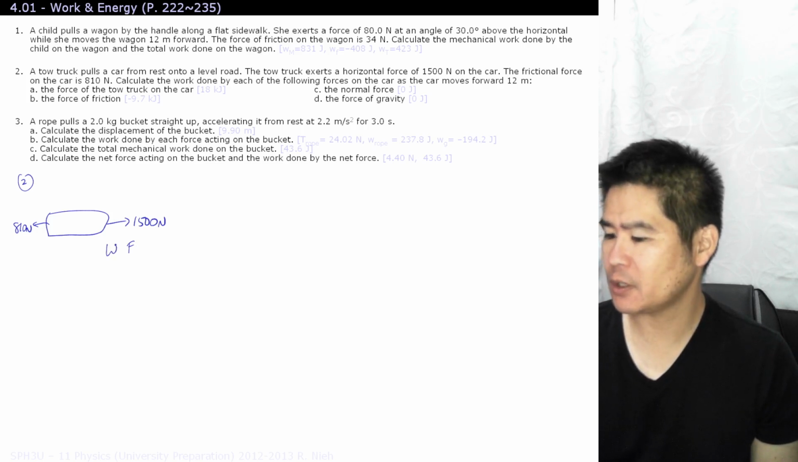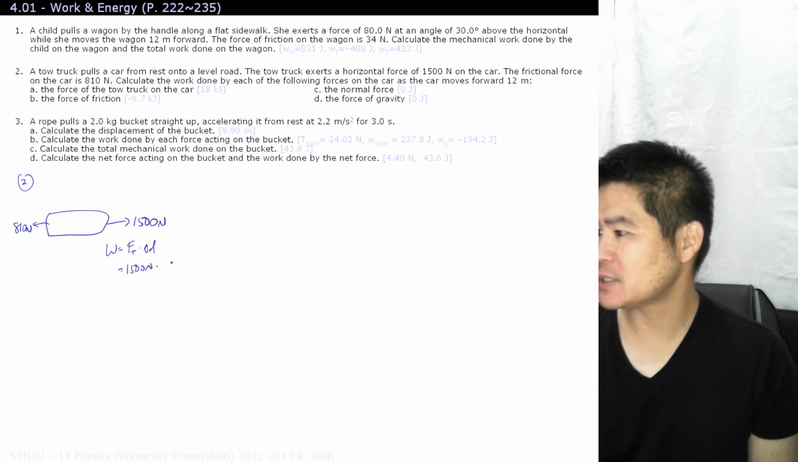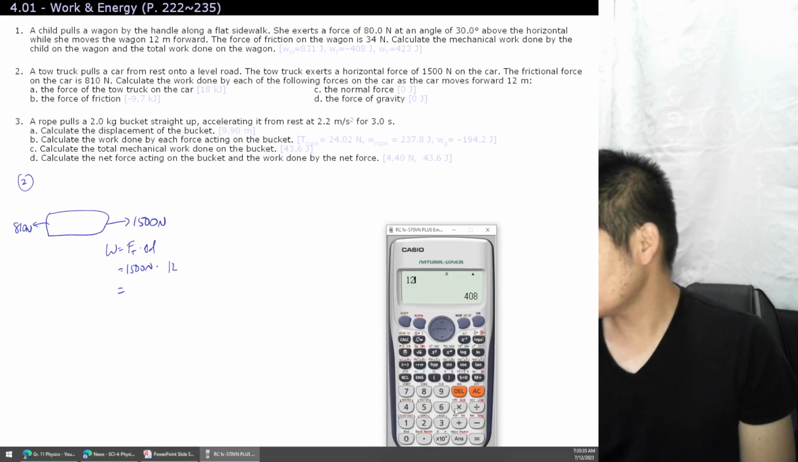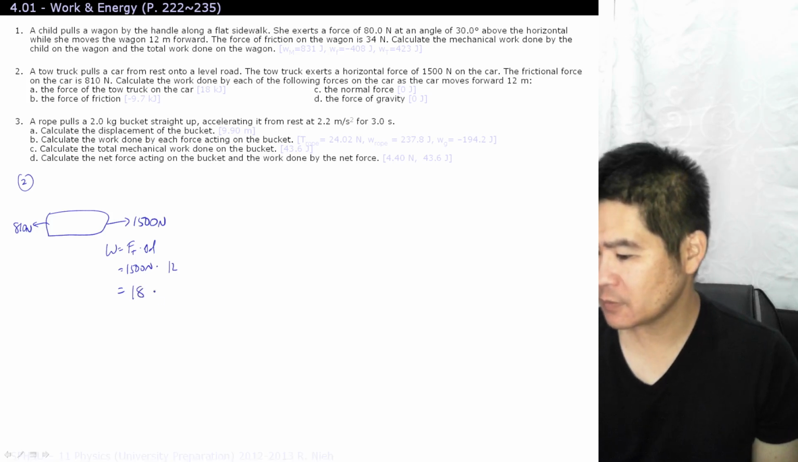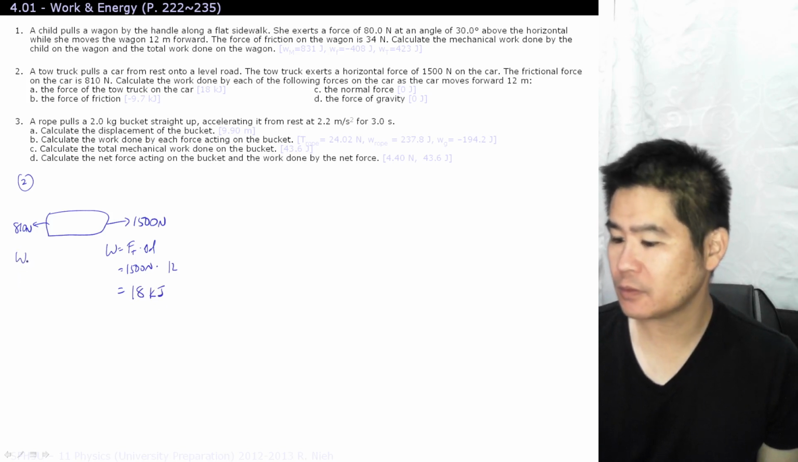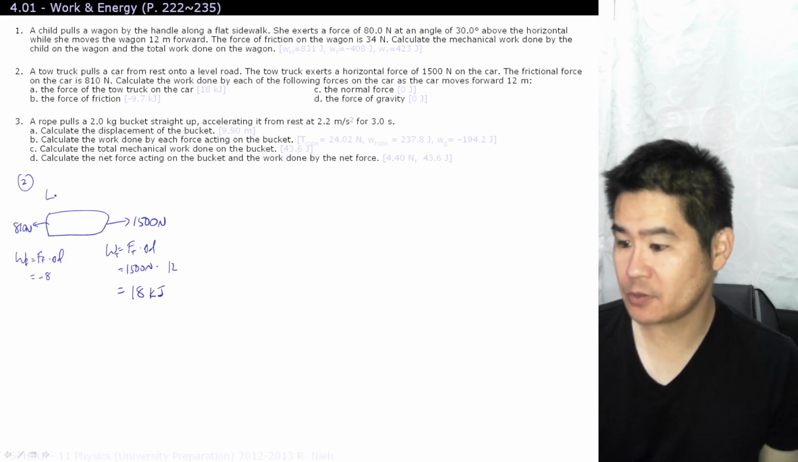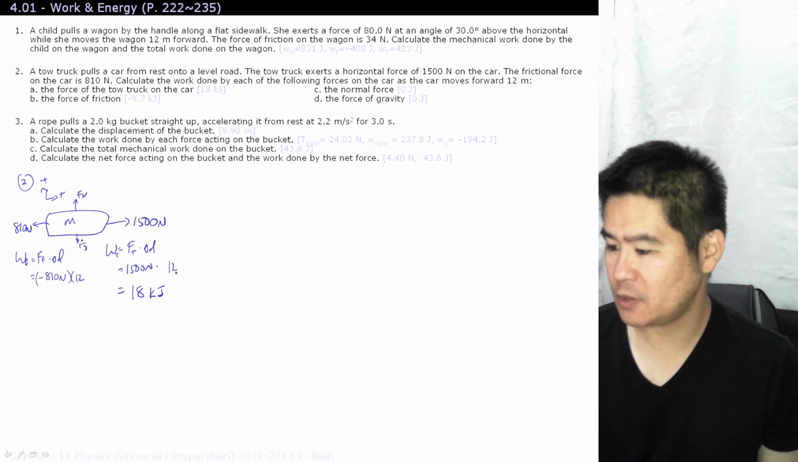Calculate the work, right? The work is equal to the force of the truck times the distance. So 1500 newtons times the distance of 12 meters gives 18 kilojoules of work. How about the force of friction? Again, friction is in the opposite direction of travel, as you can see over here. So negative 810 newtons times your 12 meters.